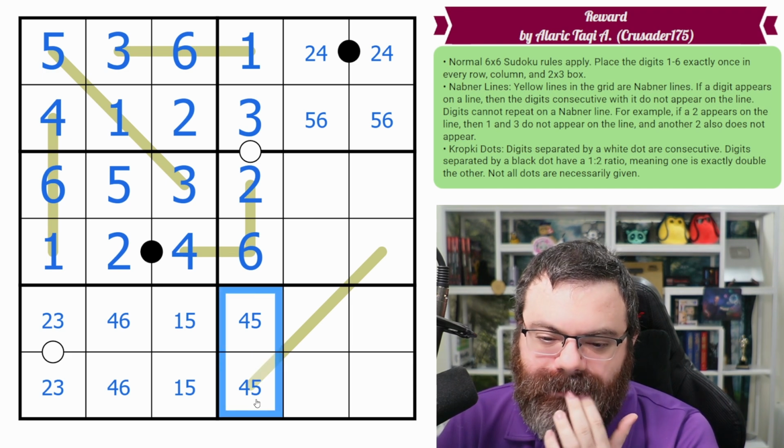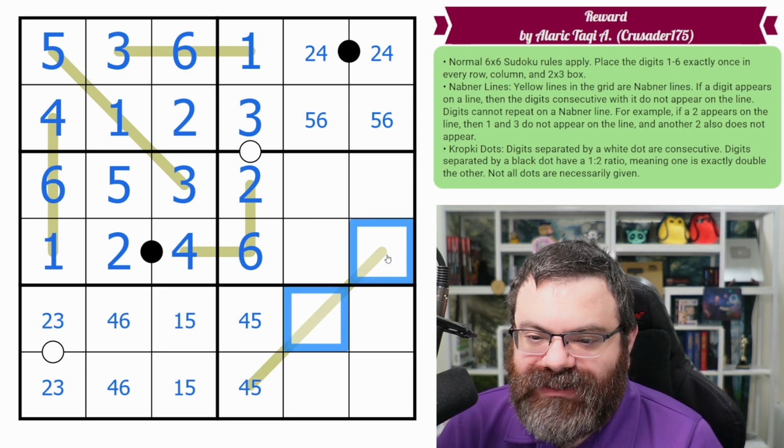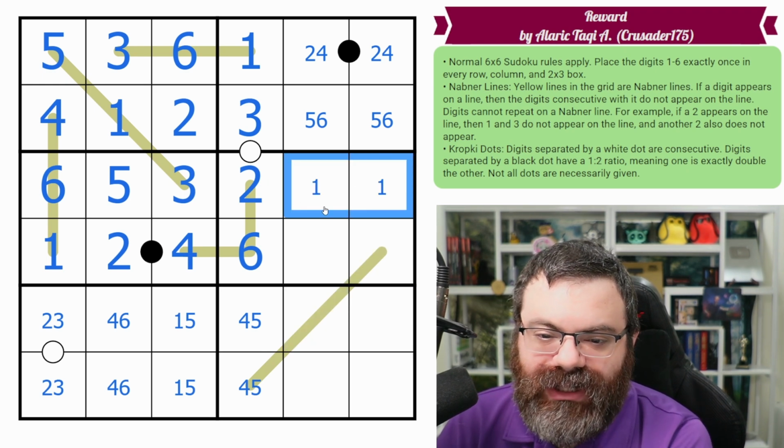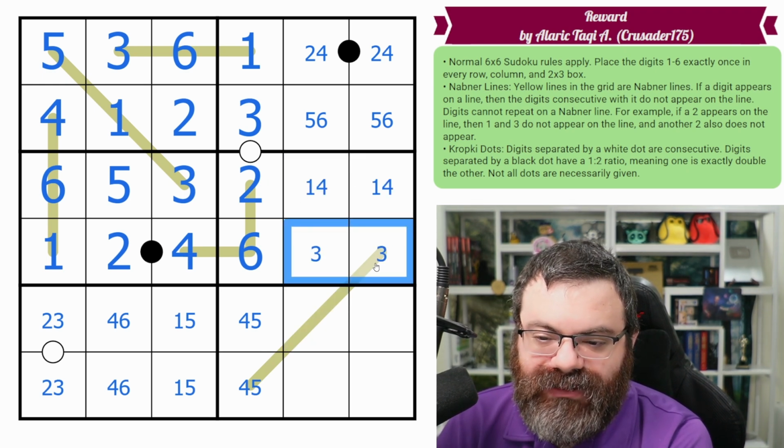Interesting. 4, 5. So again, if this is 5, this is a 1, 3 pair. So this would be 3, 1. Let's get these pairs as well. We need a 1, 4. And here we need a 3, 5.